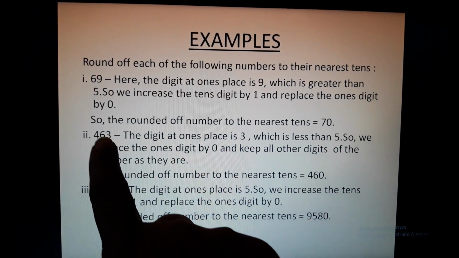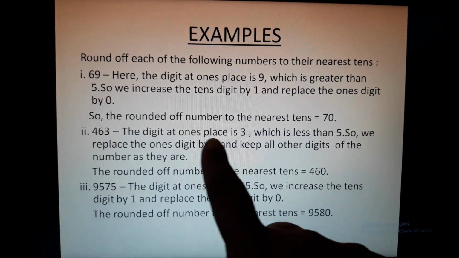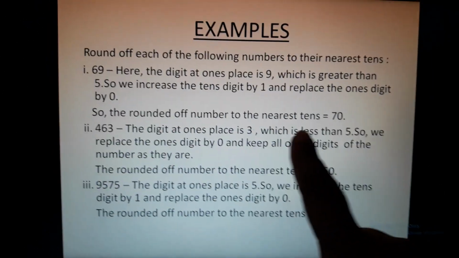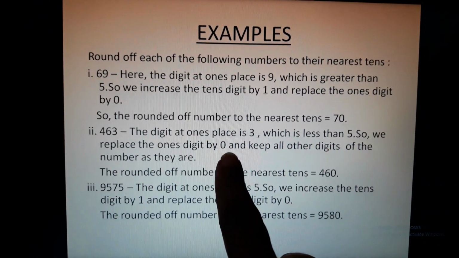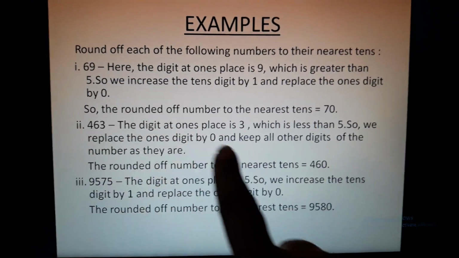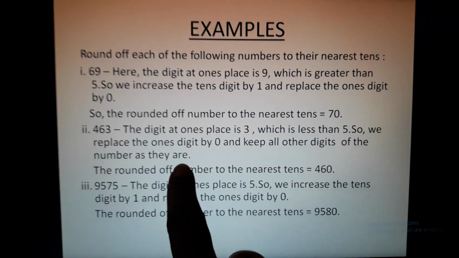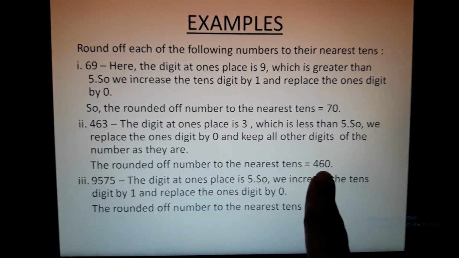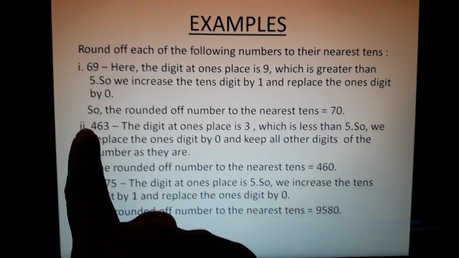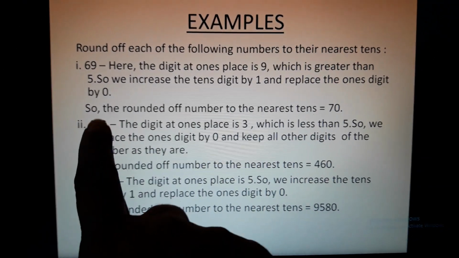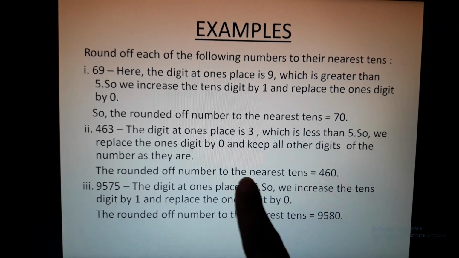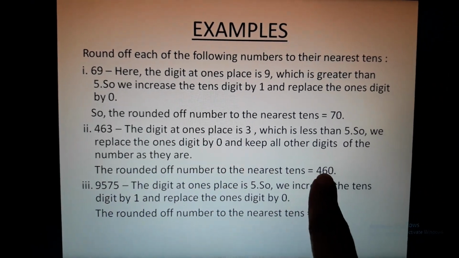Now see the second example, 463. The digit at the ones place is 3, which is less than 5. So we replace the ones digit by 0. According to the rule, we replace the ones digit by 0 and keep all other digits of the number as they are. So the rounded off number to the nearest tens will be 460. We have not made any change in the hundreds and tens place. We have kept it at 46 and only changed the ones place to 0. So the rounded off number to the nearest tens is 460.